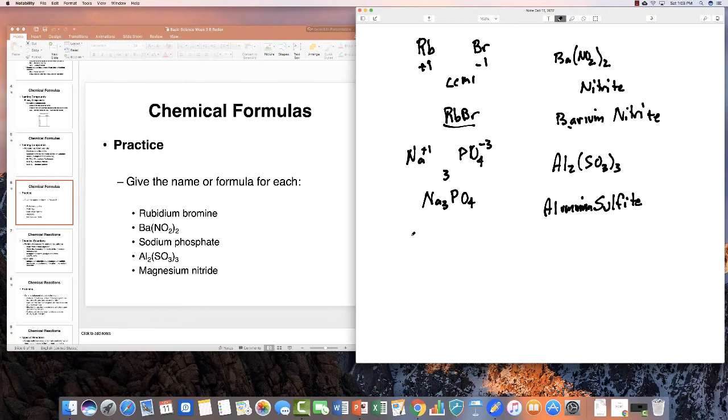The last one here is magnesium, which is the symbol Mg, and nitride, IDE, tells you it's just the N. And this is in the 5 group, so it's -3 when combined with a metal. This is +2. Least common multiple is 6. 2 goes into 6 3 times. 3 goes into 6 2 times. Mg3N2.